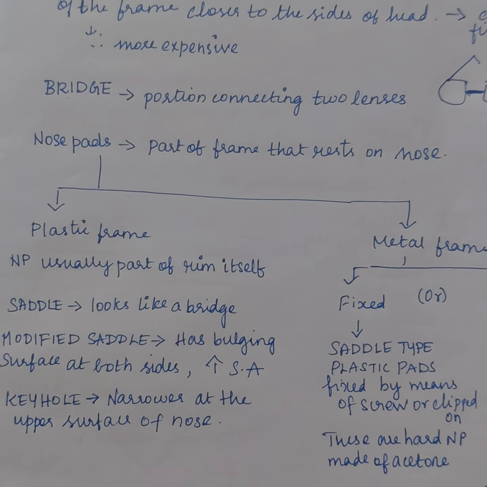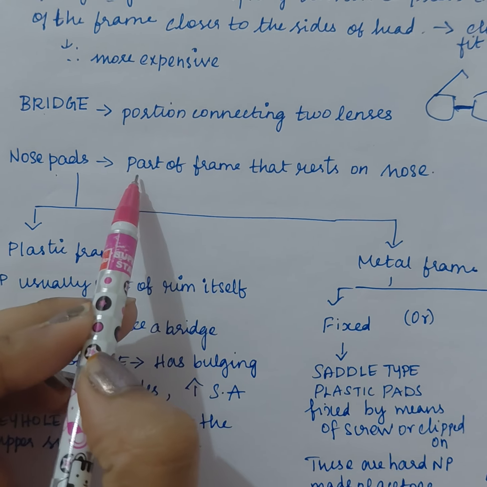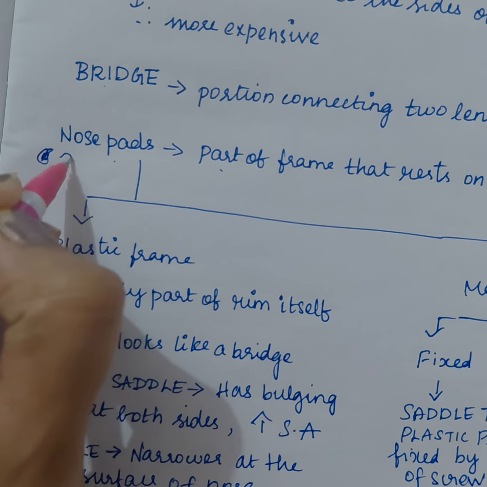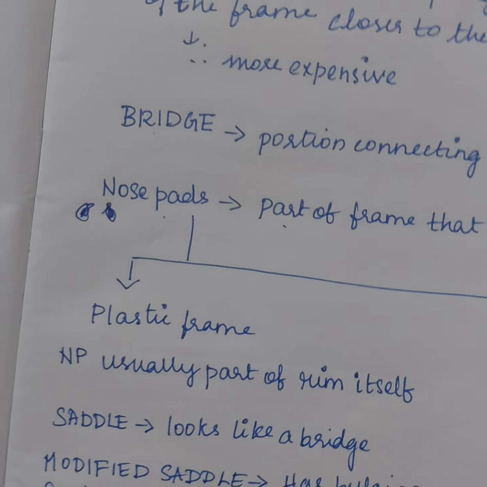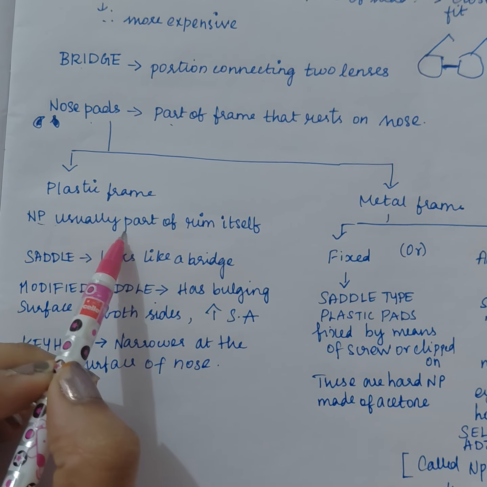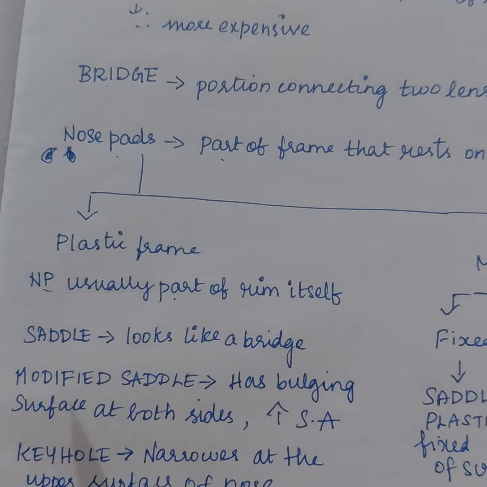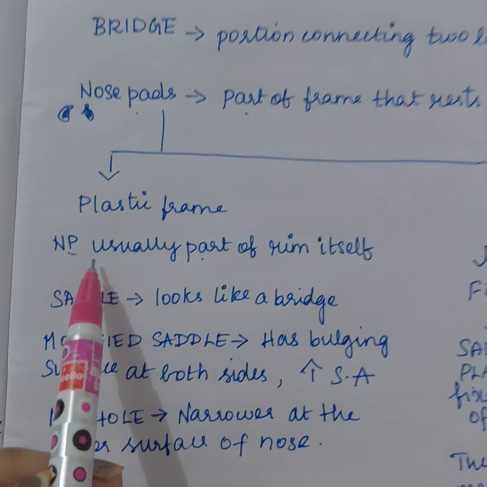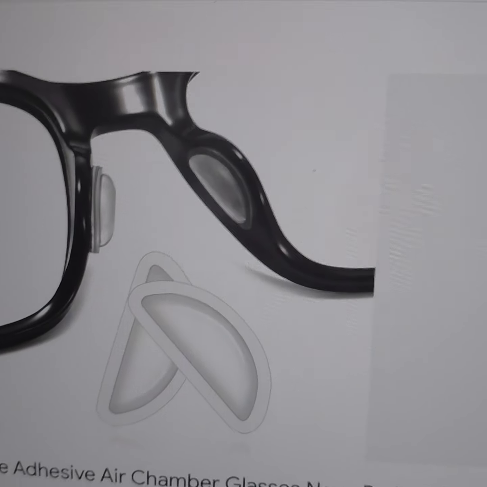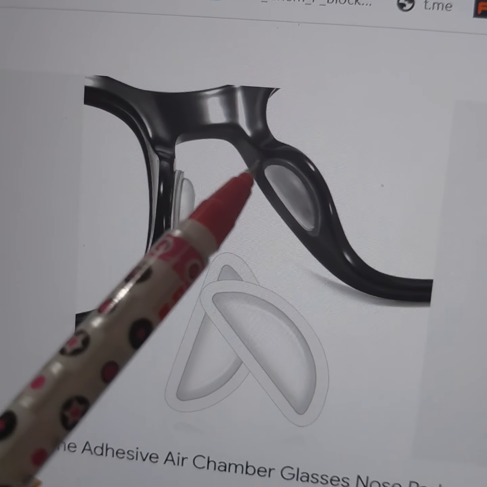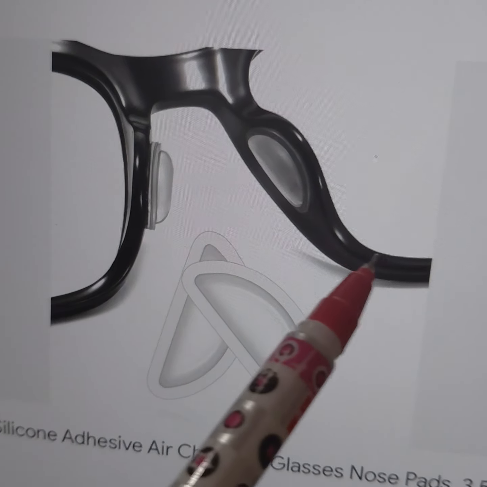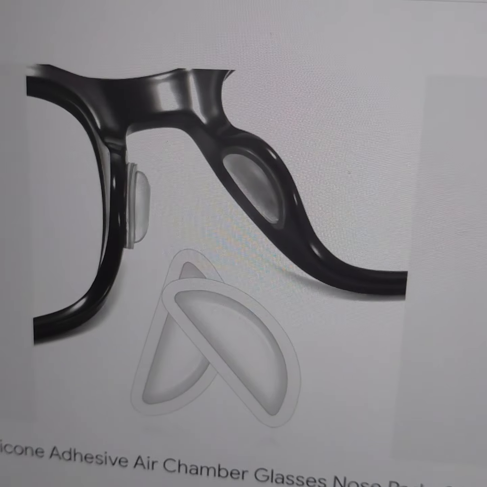With the bridge there also come nose pads, which are the part of the frame that rests on our nose. They look small, like this. In plastic frames, the nose pads are usually part of the frame itself. Most plastic frames have their nose pads as part of the frame itself. As you can see, under the bridge of the nose there is a nose pad attached to the frame, just like part of the frame itself.